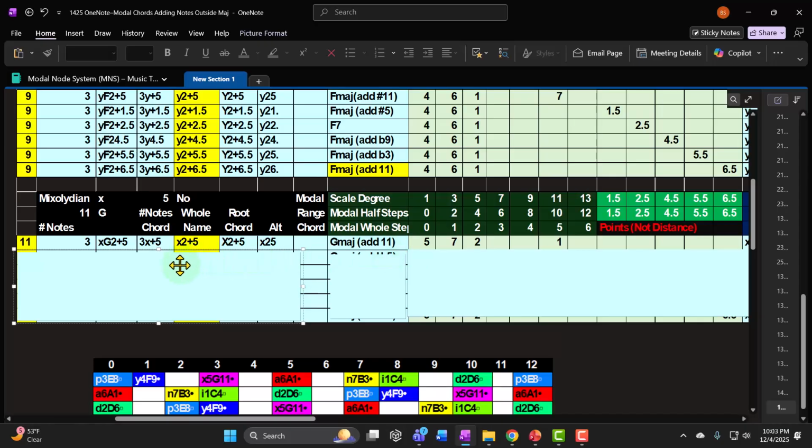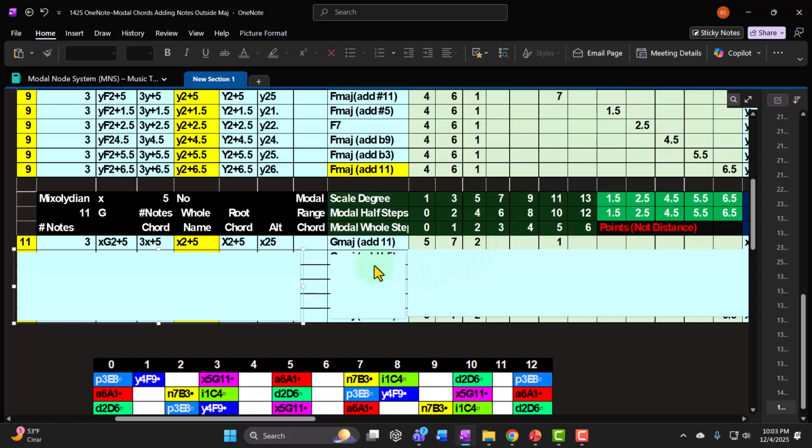Normally, I would like to call that a Mixolydian or X2, meaning it's going to be 2 modal whole steps up from the Mixolydian, which would be 4 modal half steps plus 5 or plus 1 would be the 5th scale degree, taking every other nodal point as the normal convention for chord stacking, chord creation.